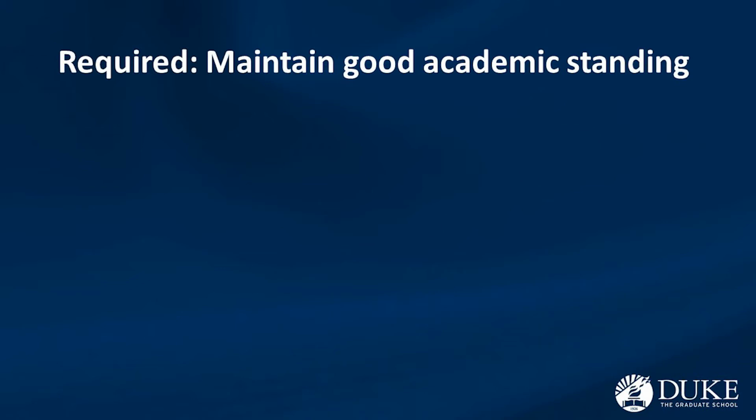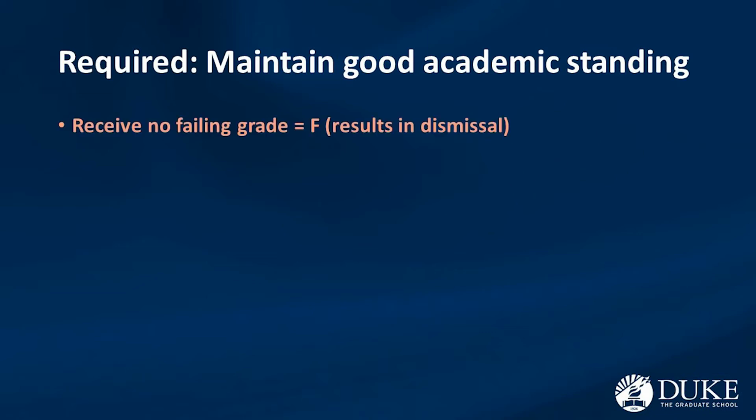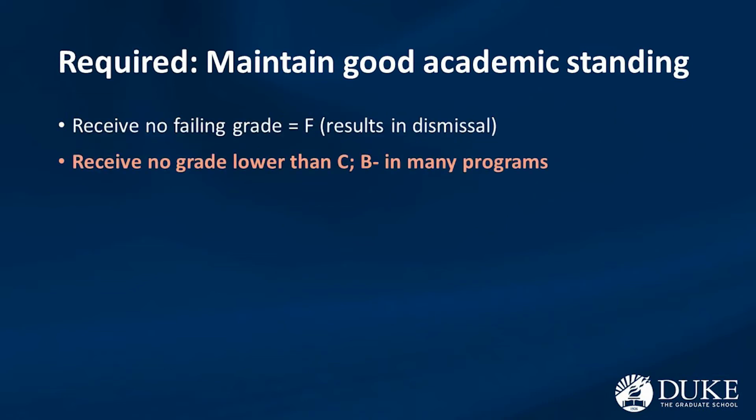There's also a number of requirements beyond these expectations. Academically, the key one is to maintain good academic standing. That requires that you receive no failing grade, which is an F. Please be aware that an F results in dismissal. You must receive no grade lower than a C to be in good academic standing, and in many programs, the lowest grade that you can receive is a B- to be in good standing.